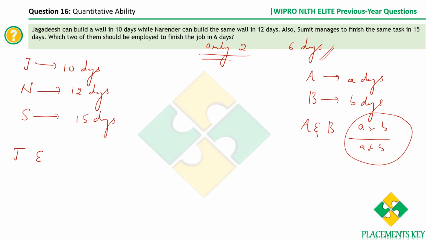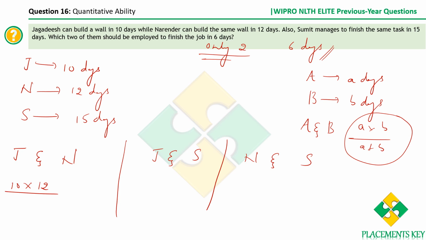In the first case, let's say Jagadish and Narendra are employed. In the second case, let's assume J and S are employed. The third case, let's assume N and S are employed, right? Let's check the three cases. Let's see which two of them can finish the work in 6 days. J and N. So J can do the work in 10 days and N can do it in 12 days. Therefore, together they can do it in 10 into 12 by 10 plus 12, which is 22. So it is 120 by 22. Now, is 120 by 22 equal to 6? No. Why? For it to be 6, in the denominator we should have had 20, right? But in the denominator we have a 22.